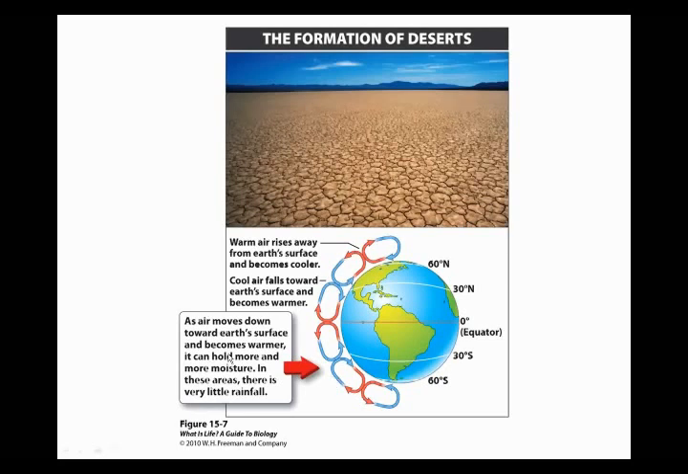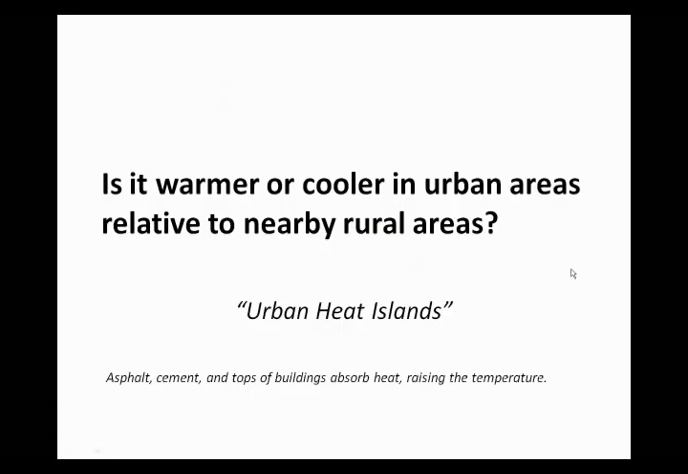warmer. And as the air moves down towards the Earth's surface and becomes warmer, it can hold more and more moisture. So in these certain areas, there's going to be very little rainfall. So when there's very little rainfall, of course, that's when we get our formation of our deserts.